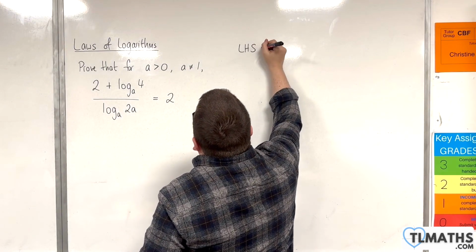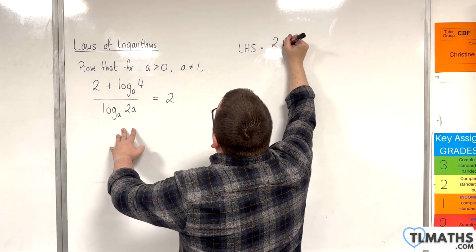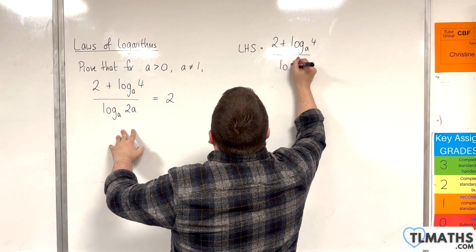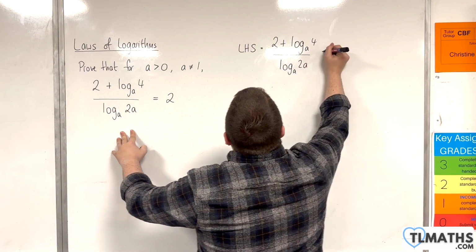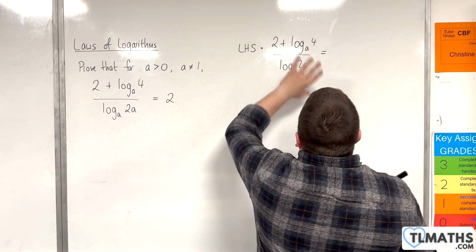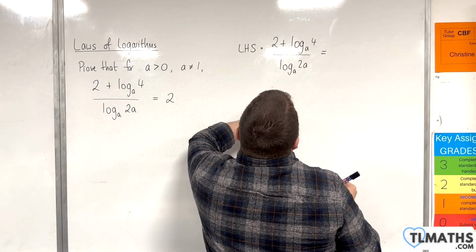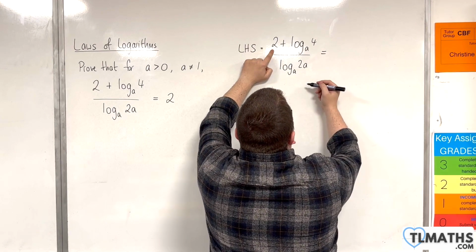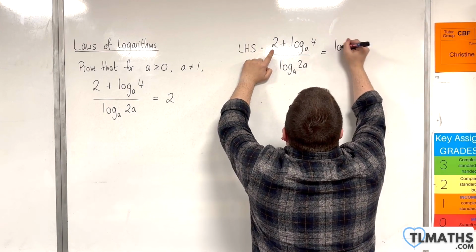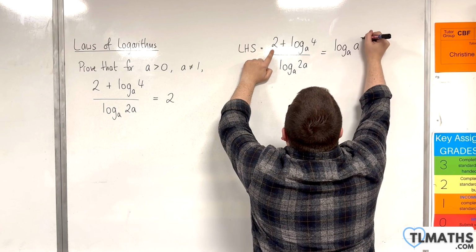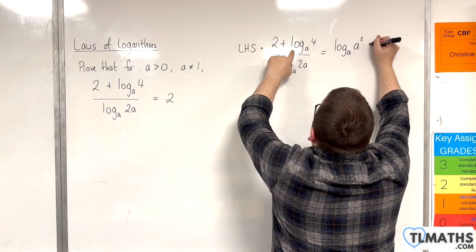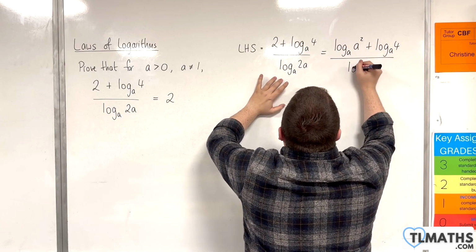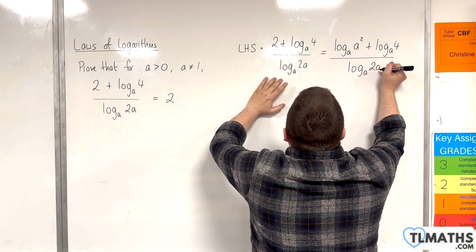So we can write the left hand side, which is 2 plus log base a of 4 over log base a of 2a, is equal to, and now I'm going to start my algebraic manipulation. Now the 2 I can write, because it would be useful if I write them all in terms of log base a, as log base a of a squared. Then we've got the log base a of 4, and we've got the log base a of 2a in the denominator.